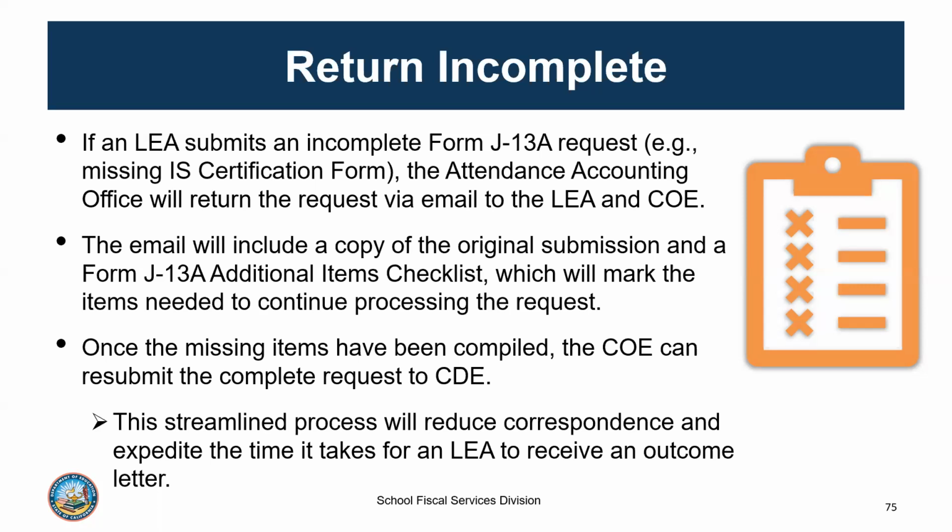The email will include the original submission and a helpful Form J13A additional items checklist. This checklist clearly identifies what is missing so that the LEA knows exactly what to fix or include. Once all the missing items are gathered and the form is complete, the LEA or the COE can easily resubmit the entire request to the CDE. This process will reduce correspondence and expedite the time it takes for an LEA to receive an outcome letter.